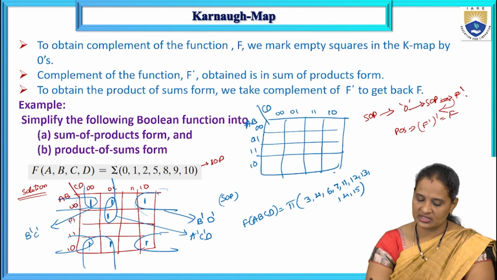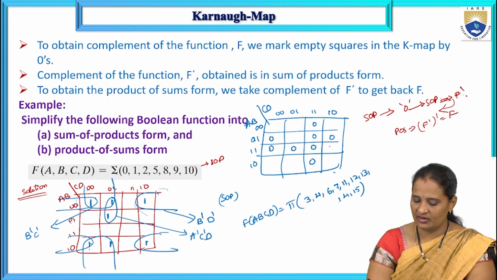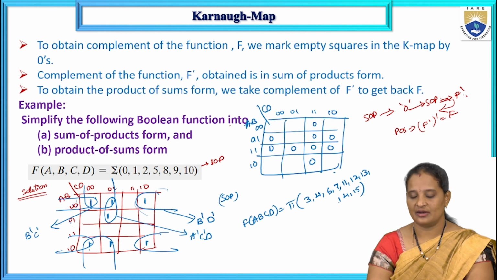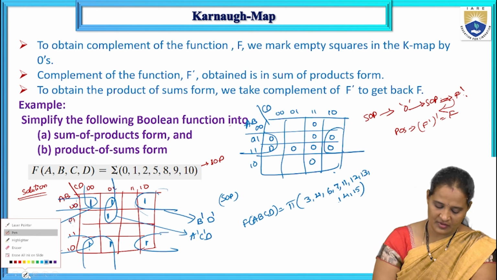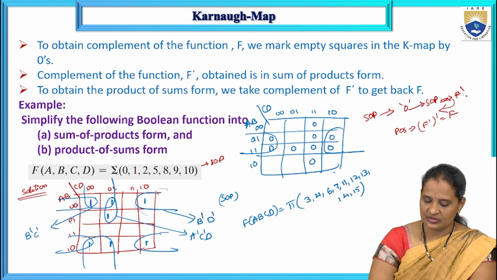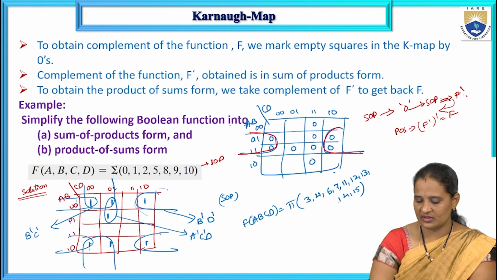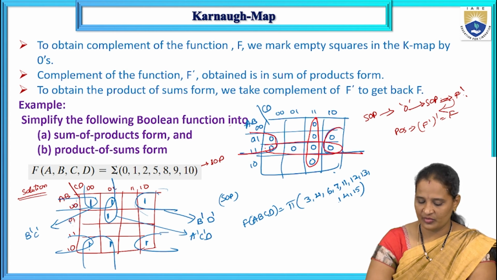So just map all these. 3, next 4, 6, 7, next 11, 12, 13, 14, 15. So this is there, right? Now I can form the groups of adjacent cells here. I can form a group with this, again I can form a group with this, and I can form a group with this.